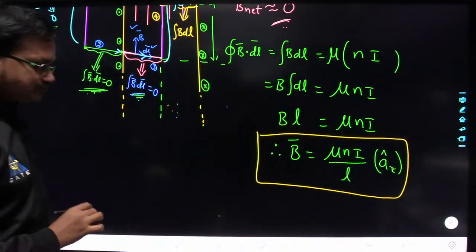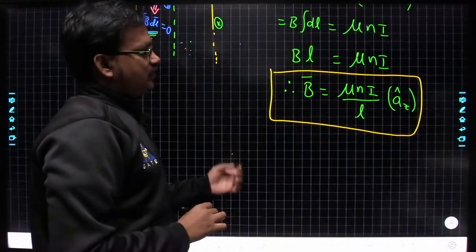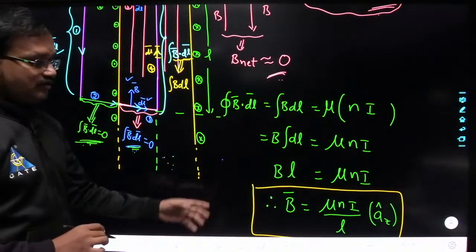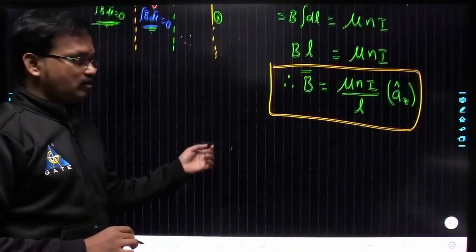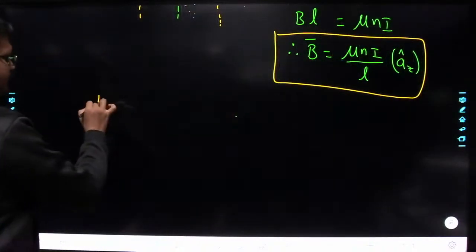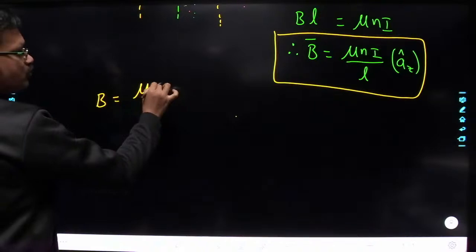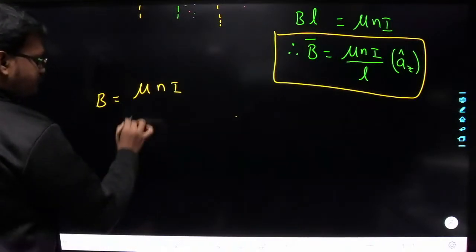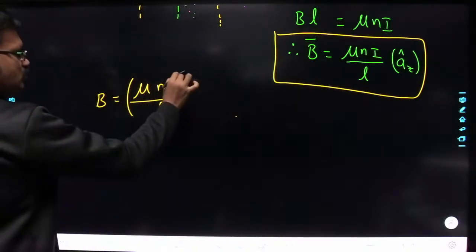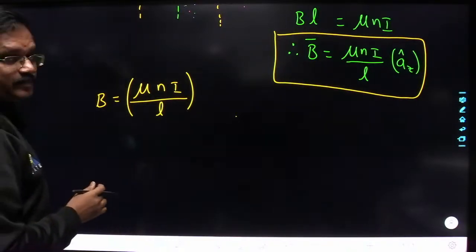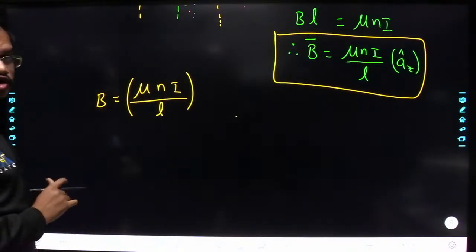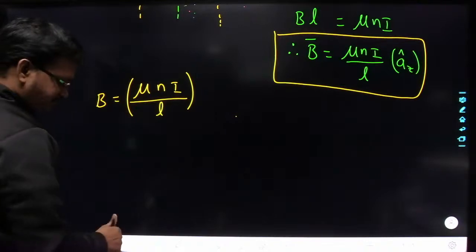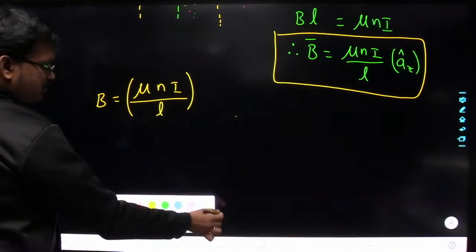Understood? So with the help of Ampere's law, we have easily determined the B field inside the solenoid. If you observe this expression, B is equal to mu into n into I by L. So this is the B field inside the solenoid of infinite length. Understood?